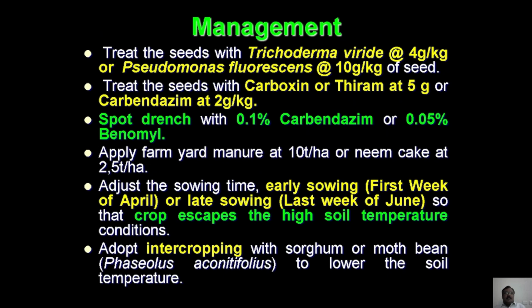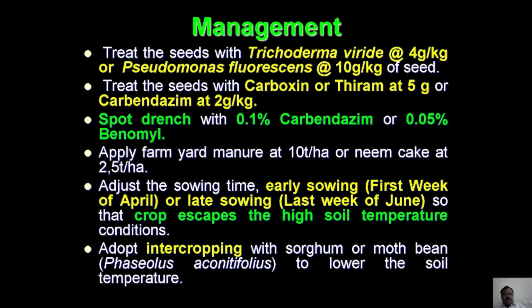And to manage this disease, treat the seeds with Trichoderma at the rate of 4 gram per kg, or Pseudomonas fluorescens at the rate of 10 gram per kg of seed, or chemicals like carboxin or carbendazim. In the grown up plant, if the incidence is noticed, go for spot drenching with 0.1% carbendazim or 0.05% benomyl. Benomyl is not available in the market nowadays. Apply heavy farmyard manure at the rate of 10 tons per hectare, along with neem cake.